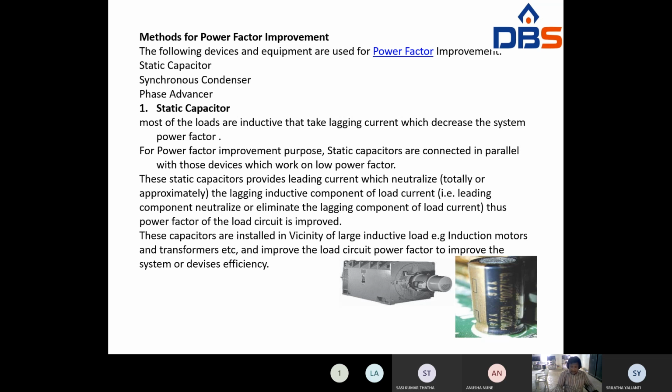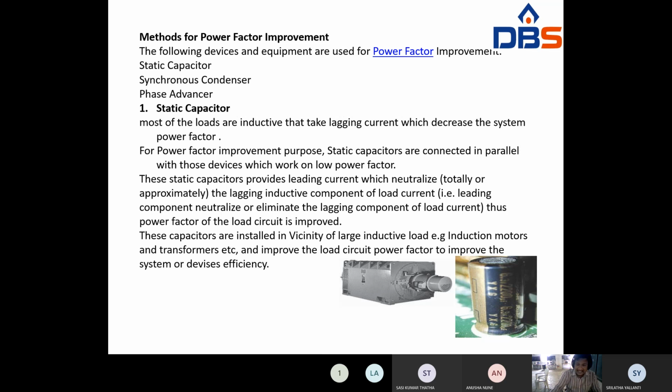Next, what are the methods to improve the power factor? Static capacitor, synchronous condenser, phase advancers, right? I am telling clearly only one point. Where the power factor is very low, at that time we may connect a capacitor across that equipment. That device having a leading power factor may neutralize the lagging power factor, such that that equipment's power factor may be nearly equal to 1, right?